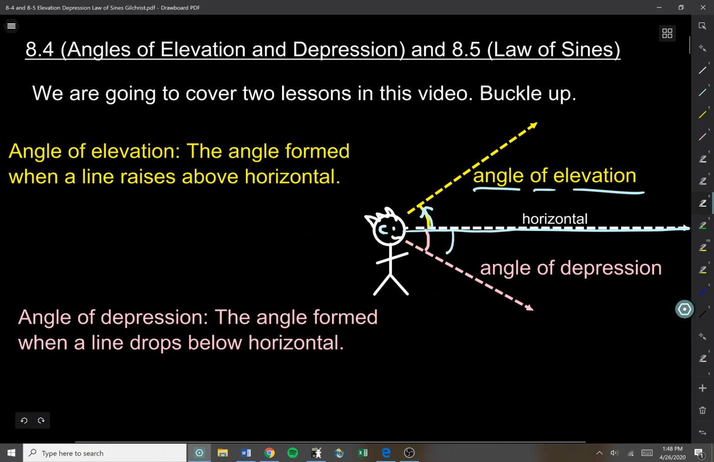Angle of depression is just how you look down instead of up. Angle of depression is the angle formed when a line drops below horizontal. But angle of elevation and depression are always based on where horizontal is.